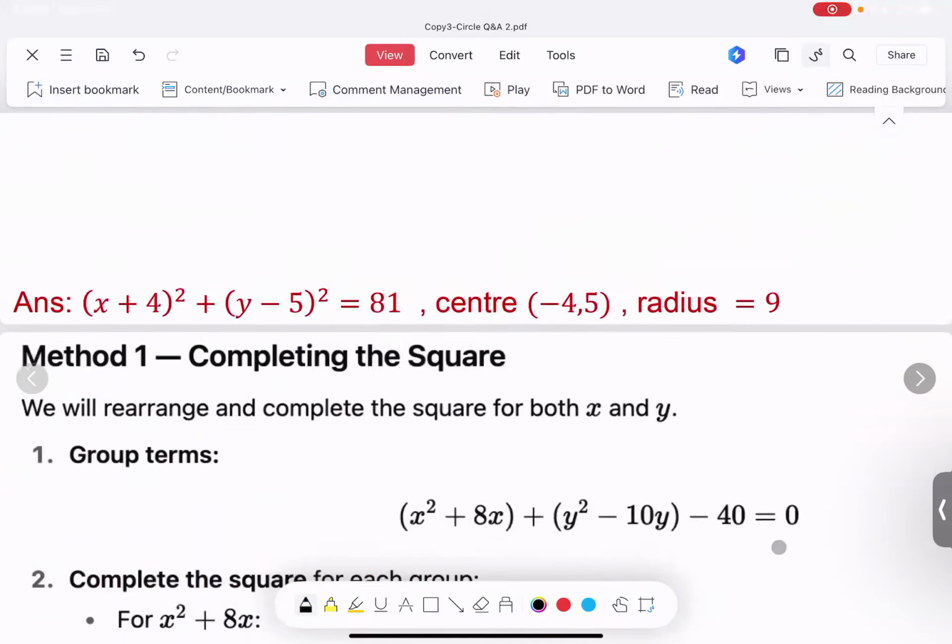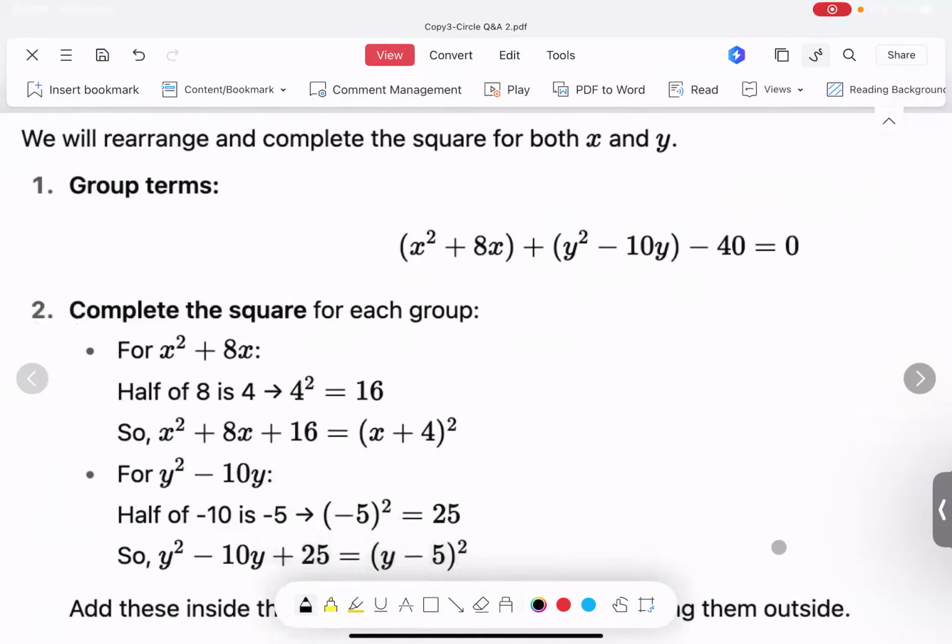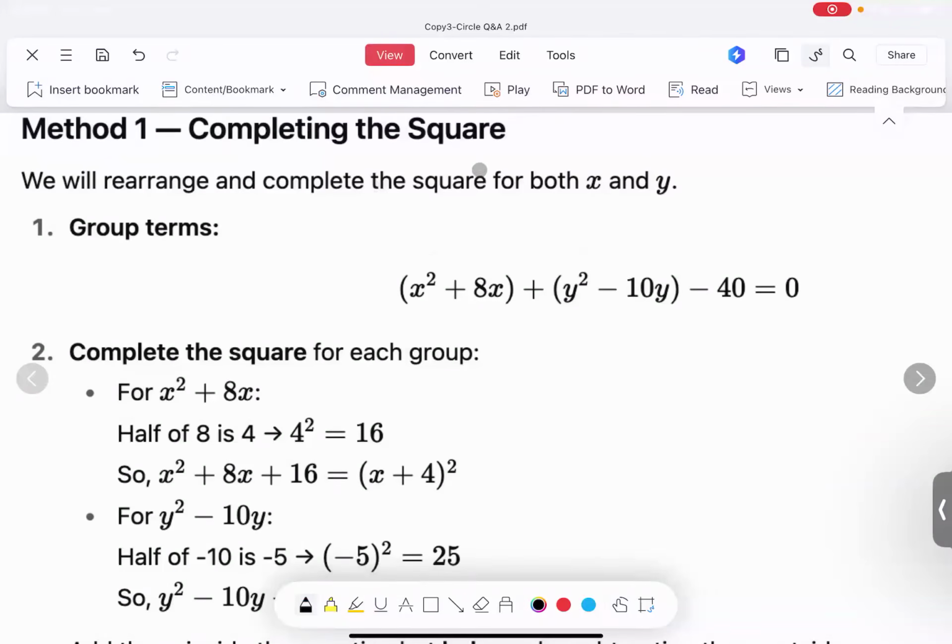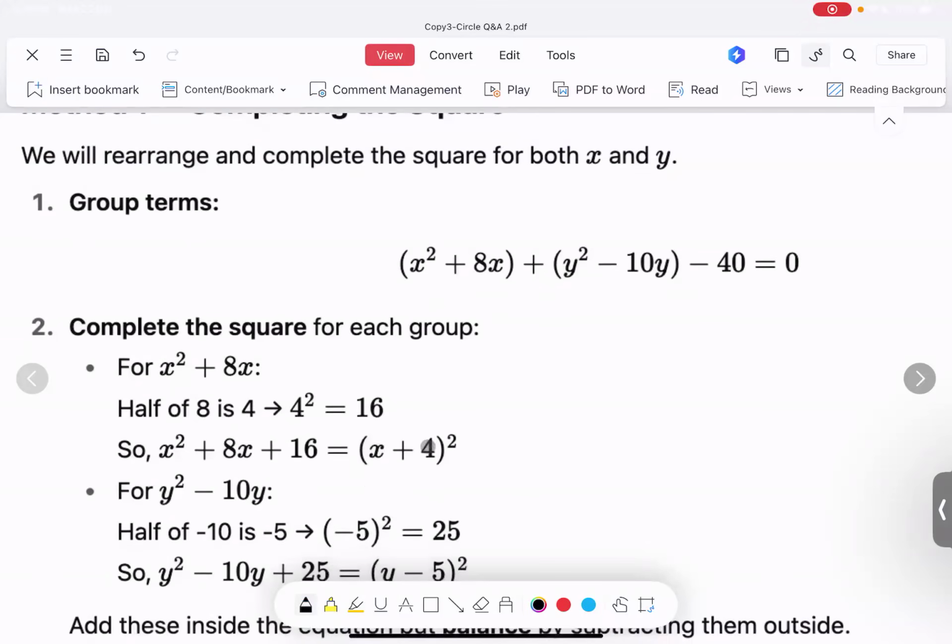So let us go back to this completing the square method. You try to complete the square for each group. For x squared plus 8x, half of 8 is 4, and 4 squared is equal to 16. So x squared plus 8x plus 16 is equal to this factorization.